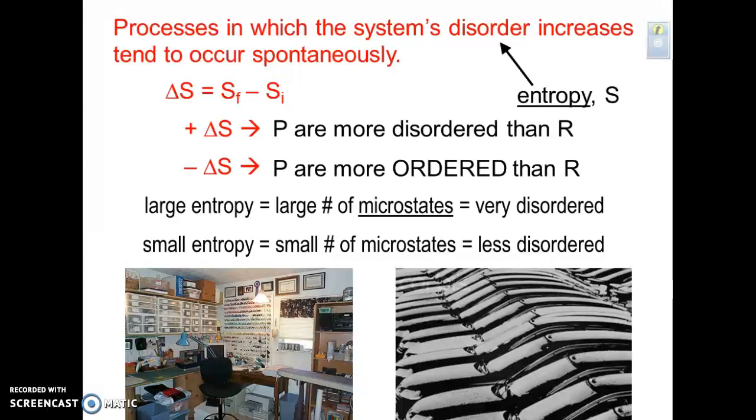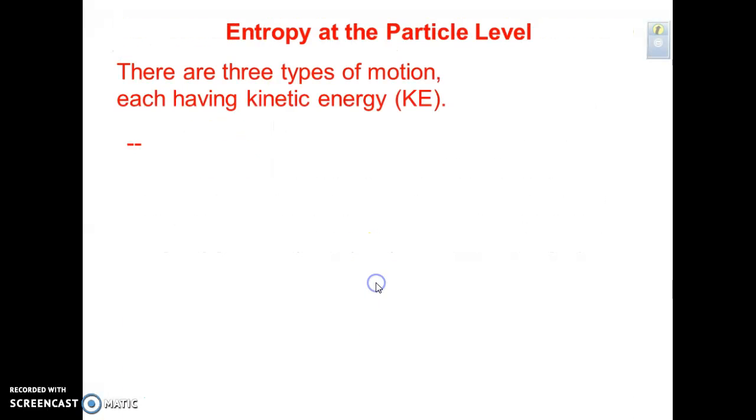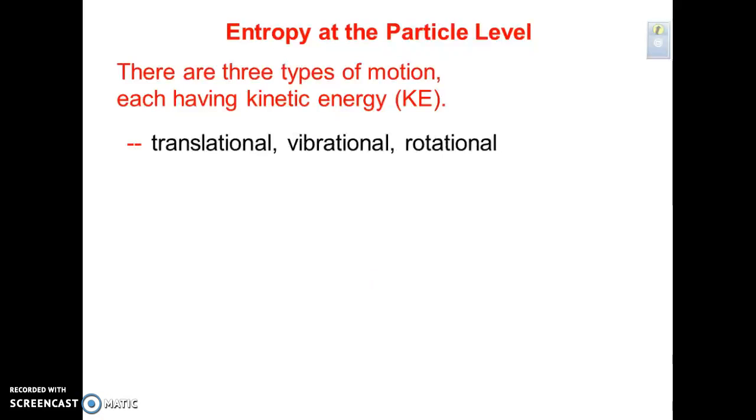All right? And you can pause this slide to take those notes because I'm going to run out of time, so I'm going to go ahead and run this. So entropy at the particle level. There are 3 types of motion, each having kinetic energy. It looks like I'm going to have to start this anyway. There's translational, vibrational, and rotational. So I'm going to show you these, but I'm going to have to do it in the next video.